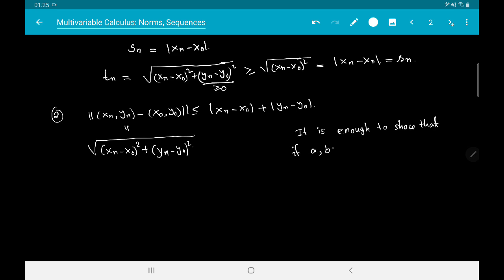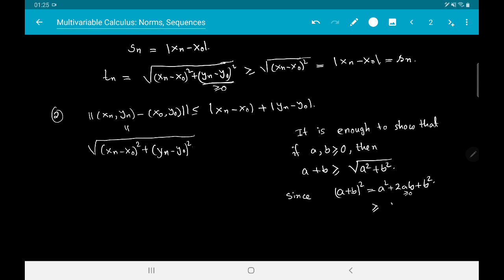that if a, b are two non-negative real numbers, then a plus b is bigger than or equal to the square root of a square plus b square. But this is really trivial, since (a plus b) whole square is equal to a square plus 2ab plus b square, and a and b are both non-negative, so this is bigger than or equal to a square plus b square. So this proves this inequality. Basically, you just put a equal to modulus of xn minus x0 and b equal to modulus of yn minus y0.